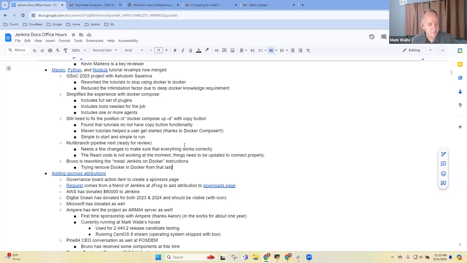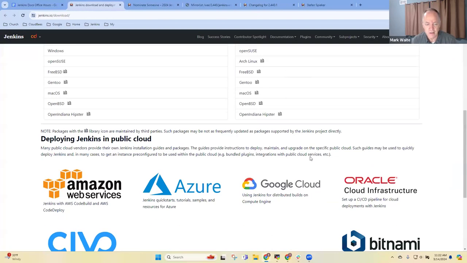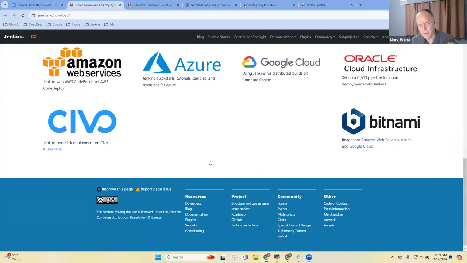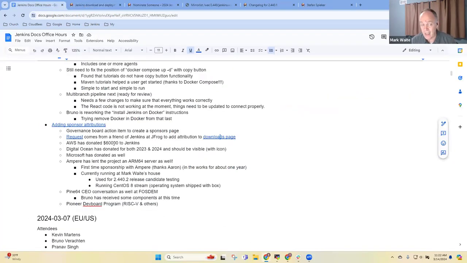Very good. Okay, last topic I had was adding sponsor attributions. And this started with a request from JFrog that we add attribution to the downloads page for their involvement in the Jenkins project. Now, they're actually not a provider of the services that are on this page. These things actually come from our mirror providers, not from JFrog. But the request is absolutely valid.